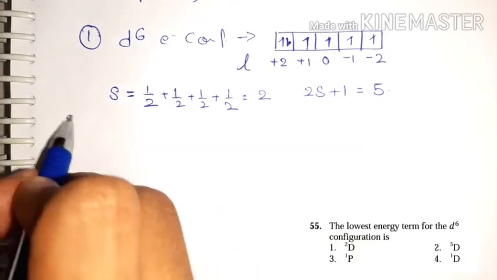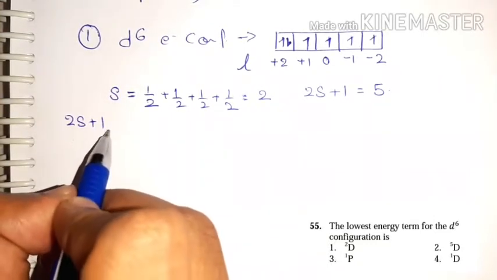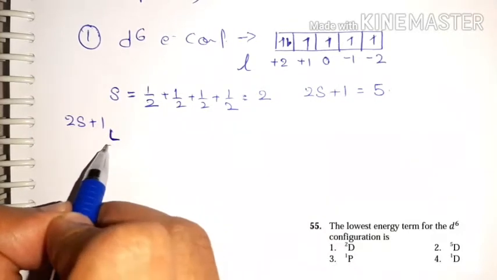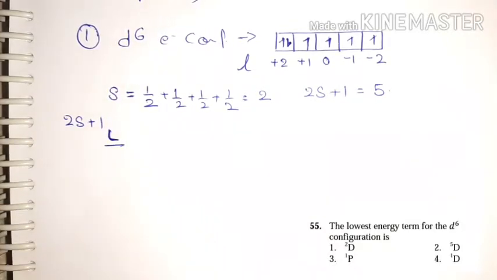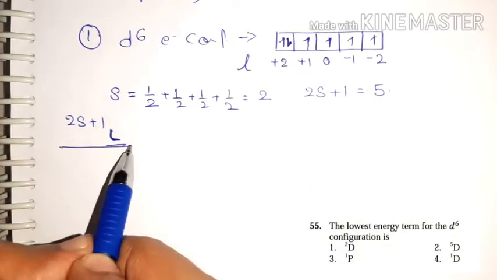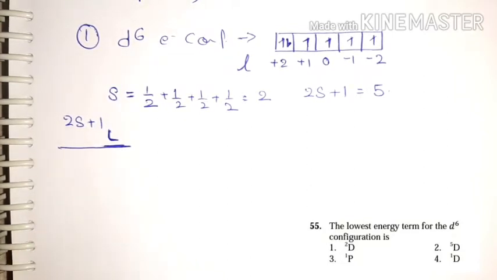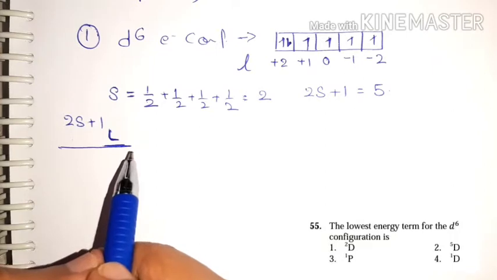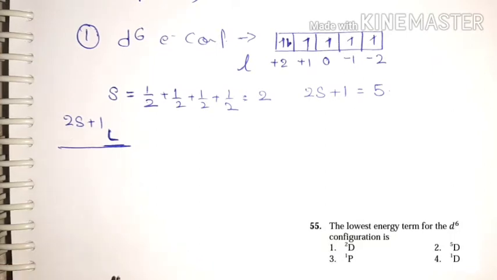Okay, and we must find the value of 2S plus 1 L. Okay friends, because when you observe the options, in the options you must find only the value of 2S plus 1 L according to your choices. We don't want to find the value of J.